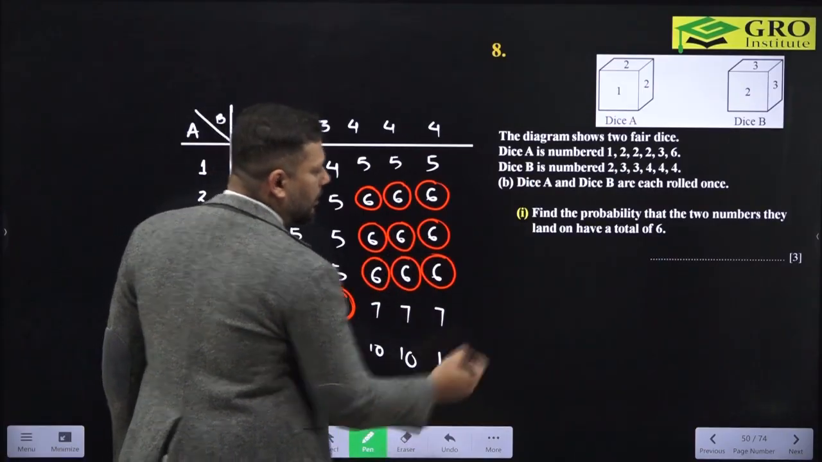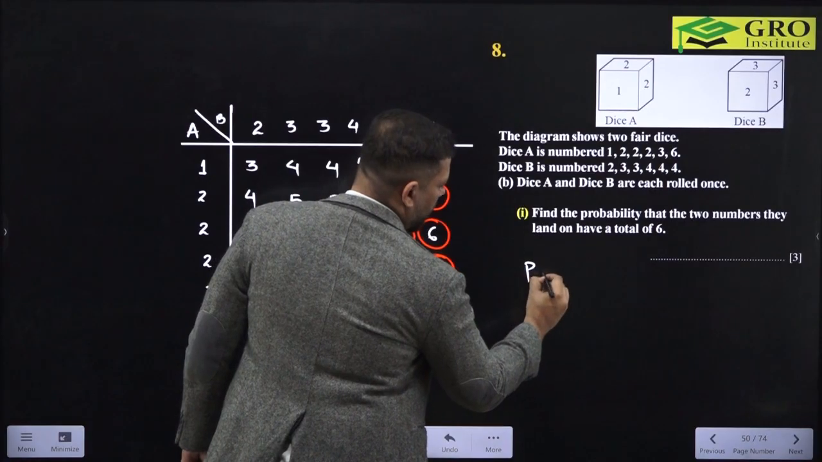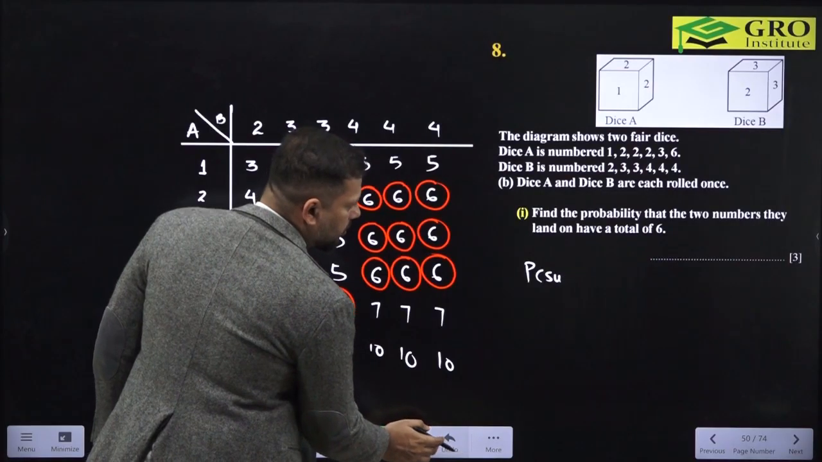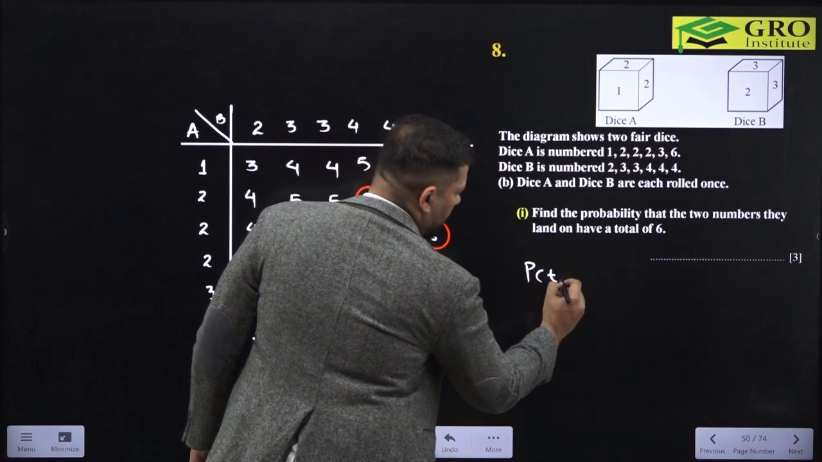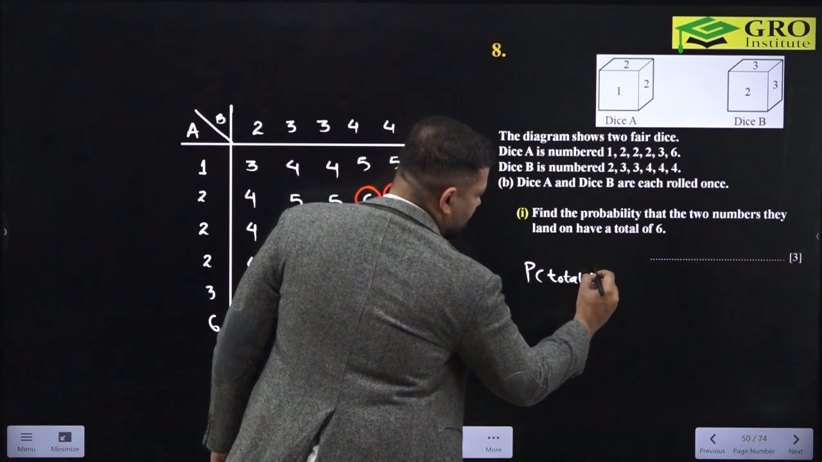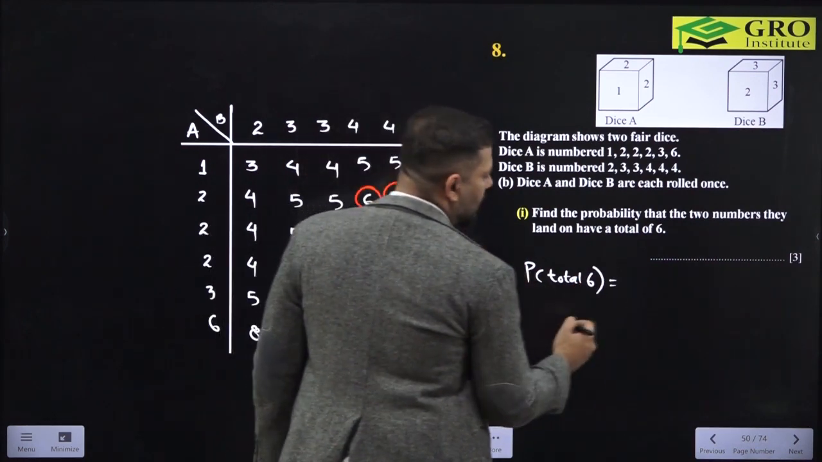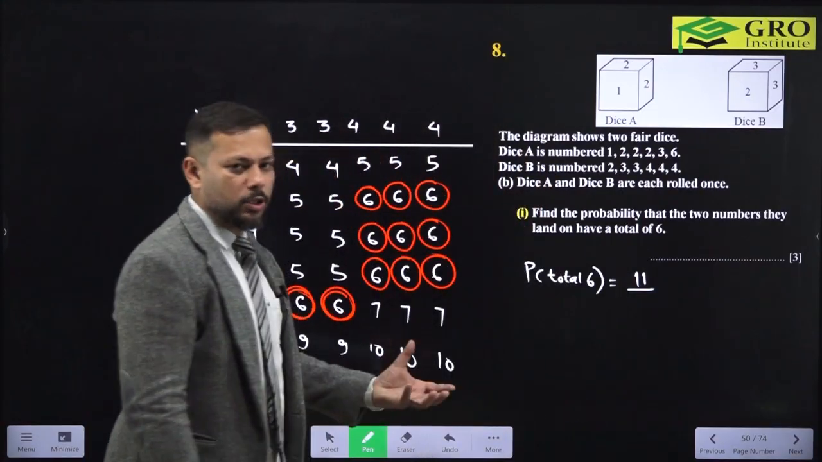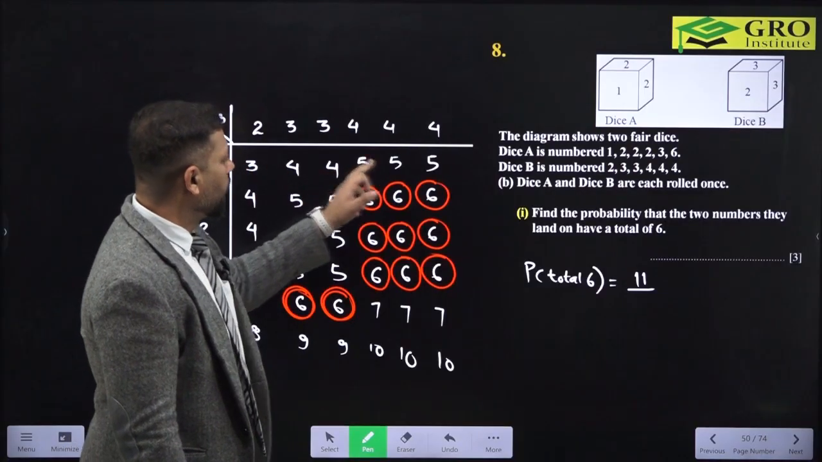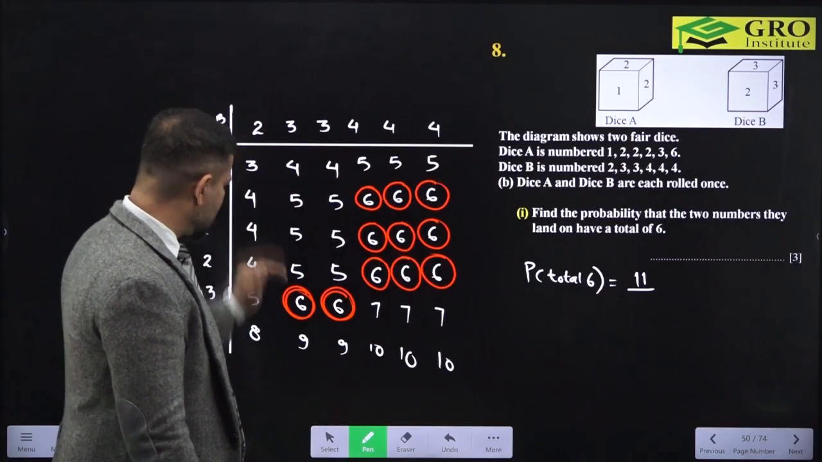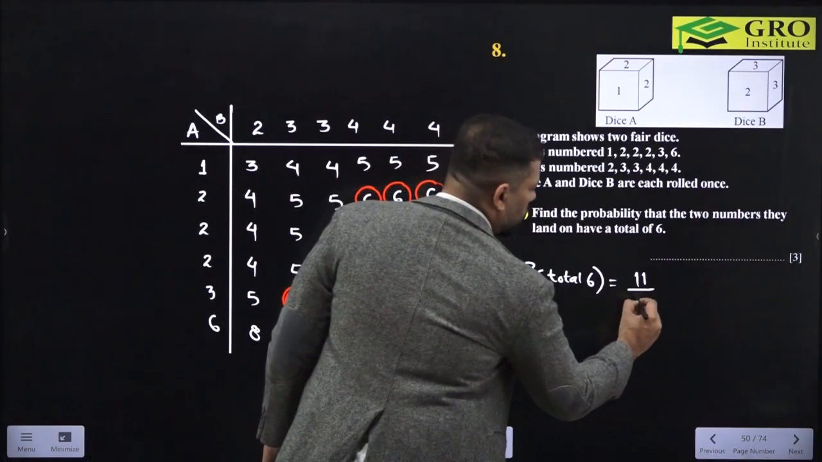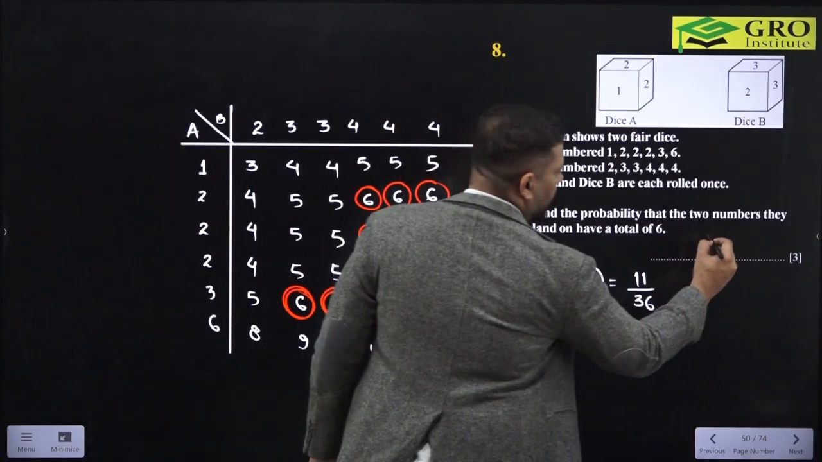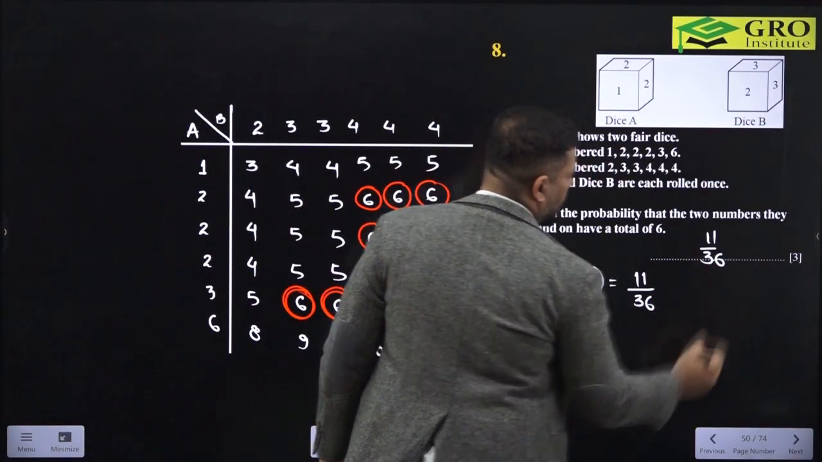So the probability of getting a total of 6 is equal to how many times are we getting 6? We are getting 11 times. And how many total possible sums are there? 1, 2, 3, 4, 5, 6. 6 in a row and 6 columns are there. So in total it is going to be 36. So what is the answer for this question? It is going to be 11 upon 36.